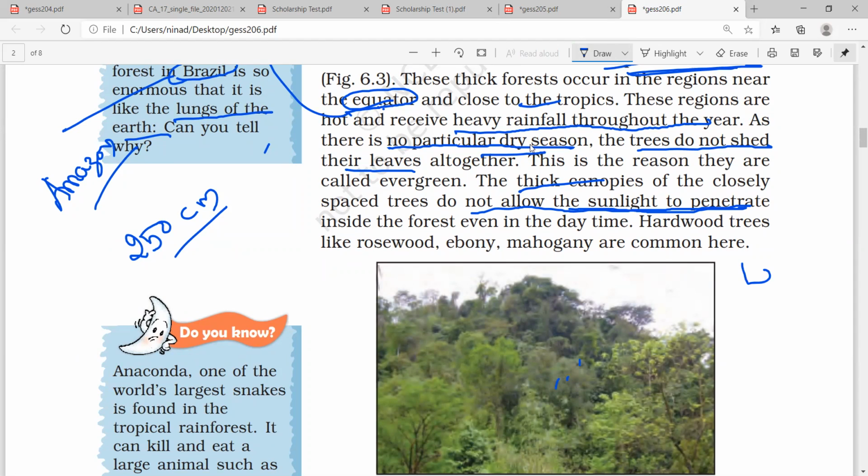One more word right now: they are found in layers. Examples: rosewood, ebony, mahogany. These are the examples of tropical evergreen forest or tropical rainforest.